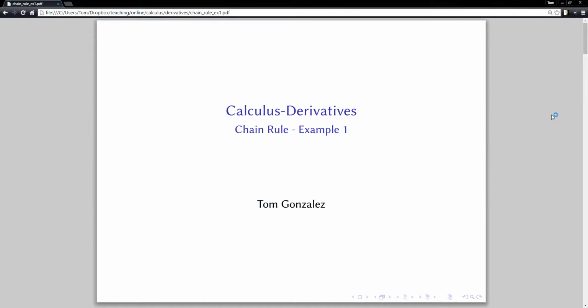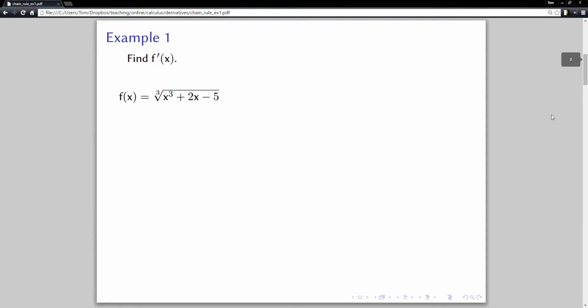In this video, we're going to take a look at an example of the chain rule. All right, so the problem is to find the derivative of the function f of x, which is the cube root of x cubed plus 2x minus 5.